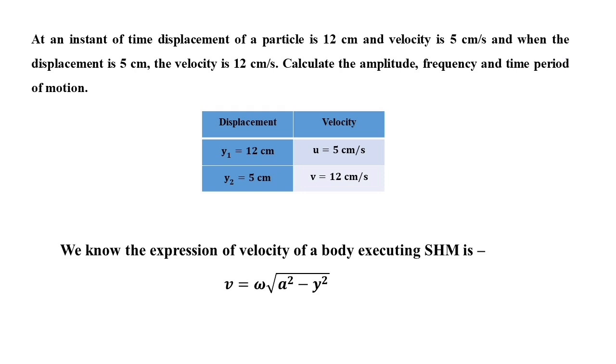And for the time period, we know the relationship between time period and angular frequency as T equal to 2 pi by omega. So if we put back the value of omega in this relationship, that is T equal to 2 pi by omega, we can also easily calculate the time period of motion.